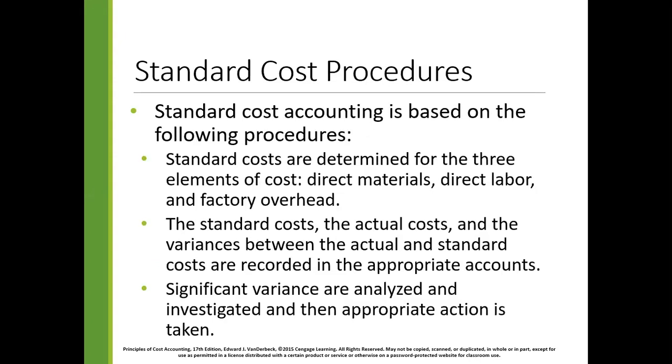And then accounting procedures for standard costs. Just like it shows here, standard costs are determined for the 3 elements of the manufacturing cost: direct materials, direct labor, factory overhead. The standard costs are what we base our budgeted data on, and then we compare that to the actual cost. The variances between the actual and standard cost are recorded in the appropriate accounts. And then any significant variances are analyzed and investigated, and then appropriate action may be taken.